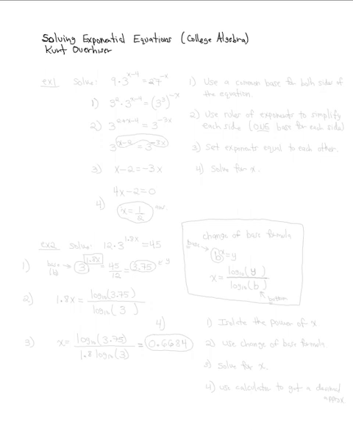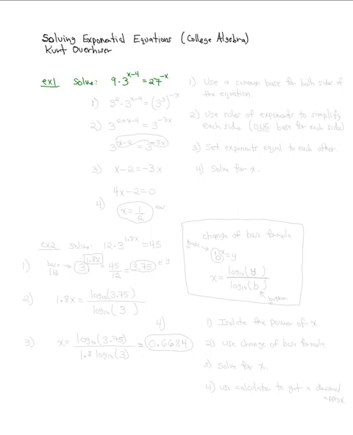The first example that we will look at together will be to solve the following equation. This equation is 9 times 3 raised to the x minus 4 power equals 27 raised to the negative x power.